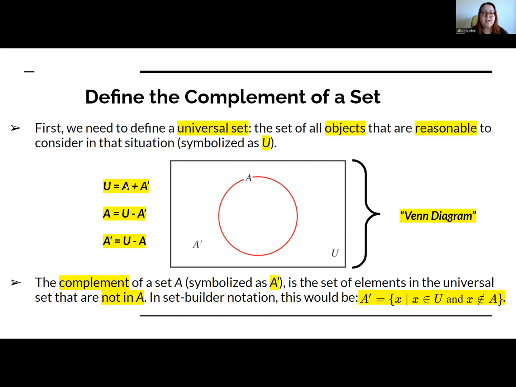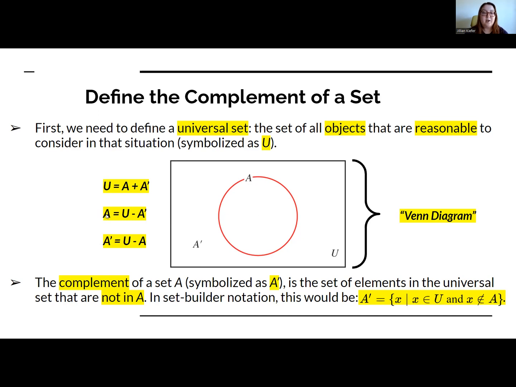The universal set is made of the set A. We say the set A is the circle inside. We would say that everything contained in set A would be belonging in this red circle. Everything outside of that red circle, but still within the box of the universal set, would be A complement, or the complement of A. That is everything not included in A, but still included in the universal set. So your universal set is the addition of set A and the complement of A.